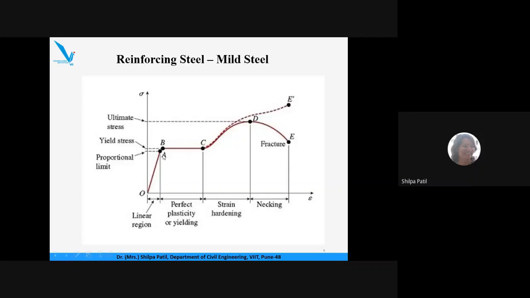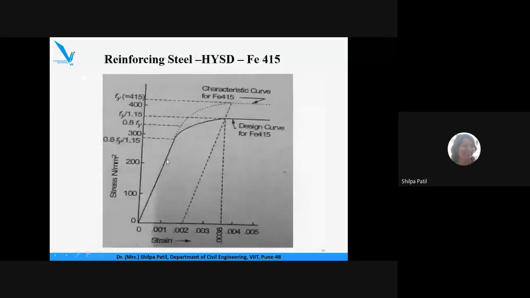For mild steel, we can clearly define a yield point by observing this diagram. Similarly, if you observe the stress strain curve for HYSD bar, a clear yield point cannot be defined here. That's why we make use of the proof concept. Are you aware of this proof concept? What is a proof concept? Or proof stress? Concept of proof stress.